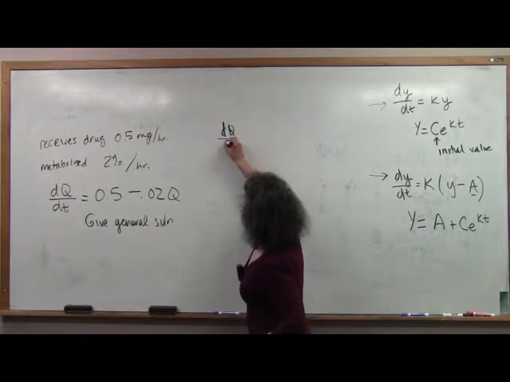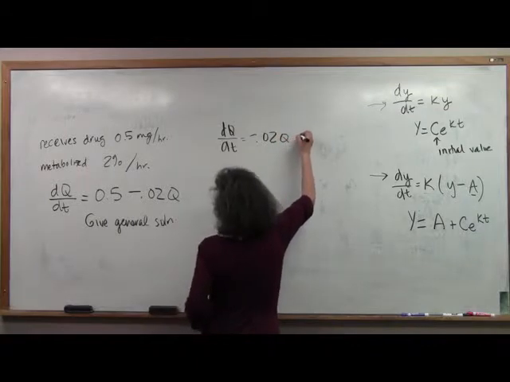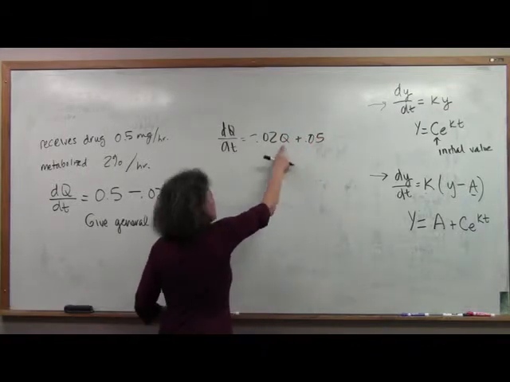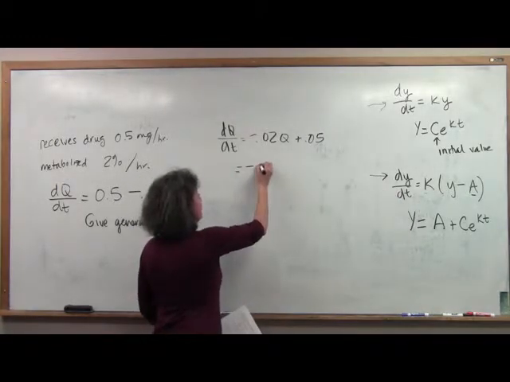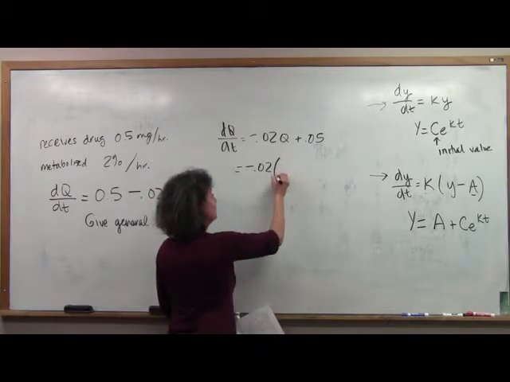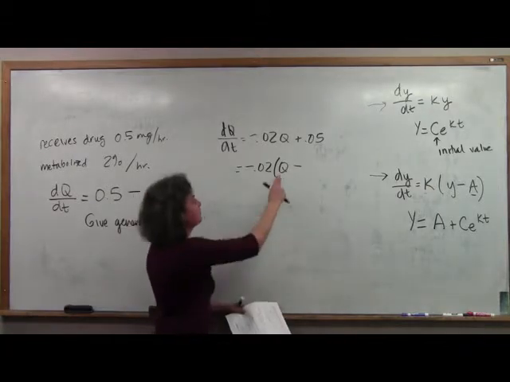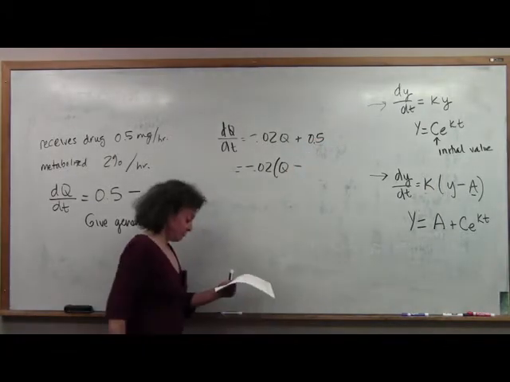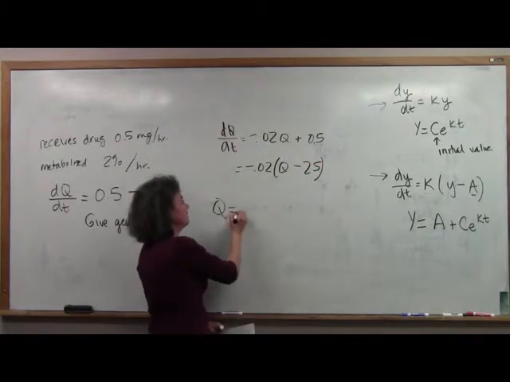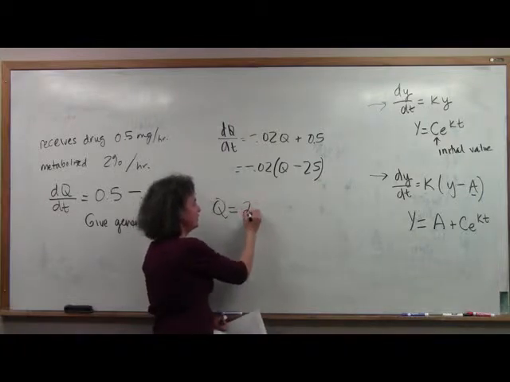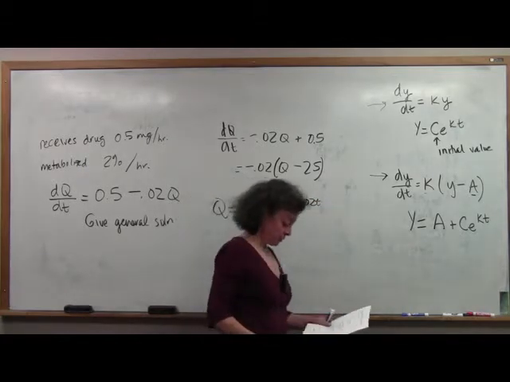So the first thing that we can do is say dQ/dt. We can first rewrite it so that our term with the function is first. Now what we can do is factor out a negative 0.02. Well, we're left with a Q in this term, and 0.5 over negative 0.02 is a minus 25. So my general solution is 25 plus c e to the negative 0.02t.